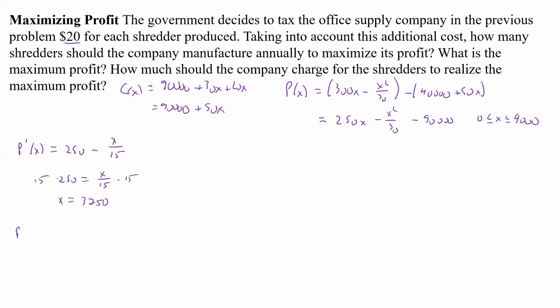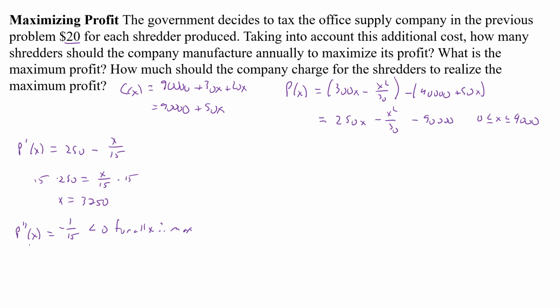And so then P double prime of x is equal to what? If we take the second derivative, that's going to be negative 1 over 15. I think we've seen that one before. So that's less than 0 for all x, and therefore it's a maximization problem.